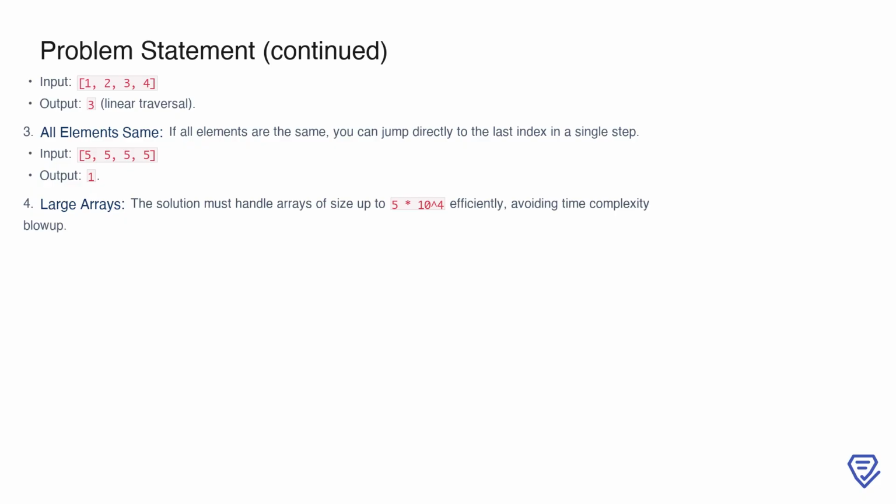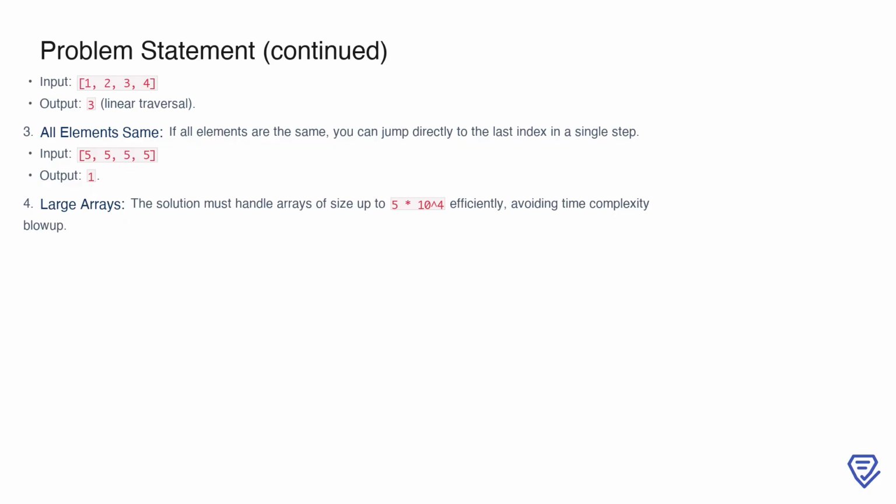Finally, let's consider some edge cases and constraints. If the array contains only one element, such as 7, then the start and end indices are the same, so no steps are required, and the output is 0. On the other hand, if all elements in the array are unique, like 1, 2, 3, 4, you can only move between adjacent indices, resulting in a linear traversal. For instance, the output for this example would be 3 steps. However, if all elements in the array are the same, such as 5, 5, 5, 5, you can jump directly to the last index in 1 step, giving an output of 1.